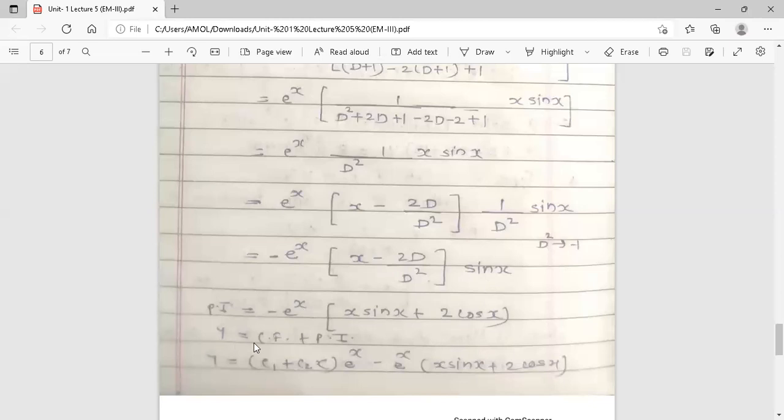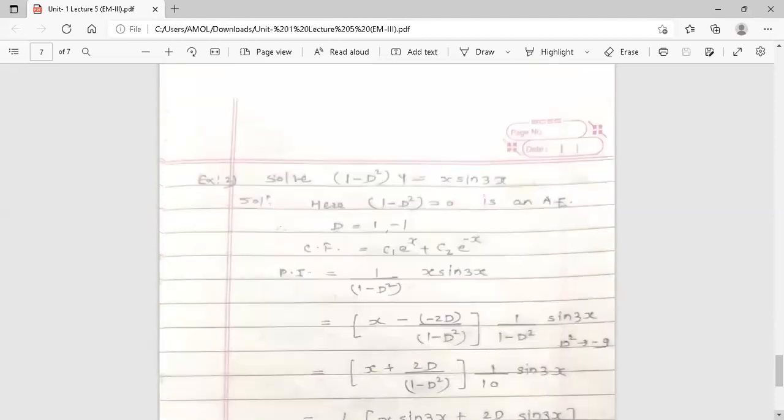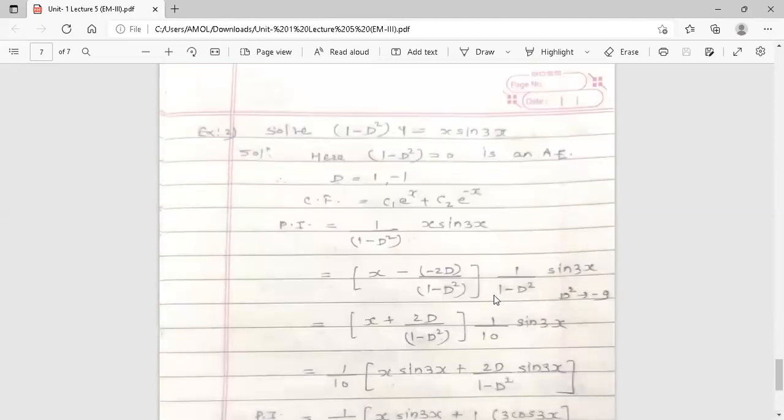And so the general solution is y is equal to CF plus PI. CF is here (c1 plus c2 x) into e raised to x, minus the PI, which is here minus e raised to x in bracket x sin x plus 2 cos x. So this is your answer for the example. Now next example: solve (1 minus d square) y is equal to x into sin 3x.